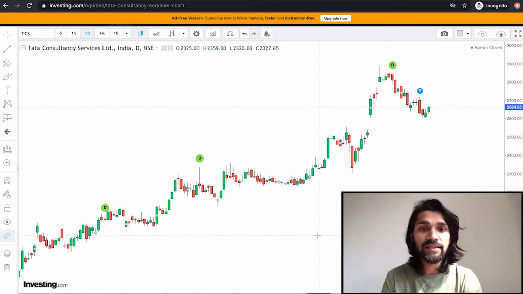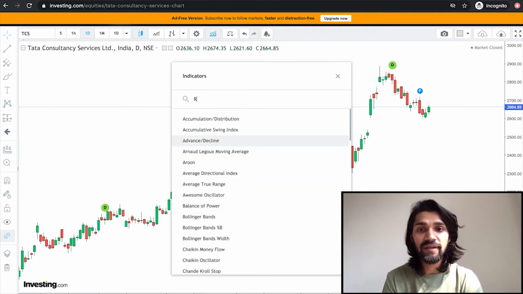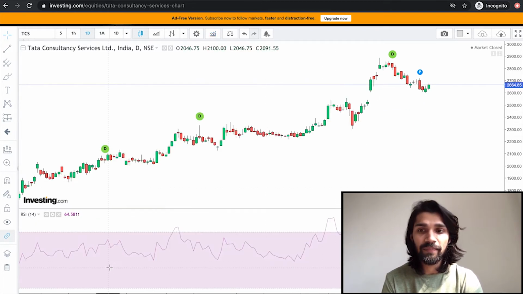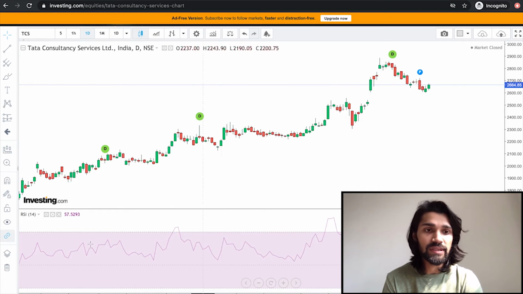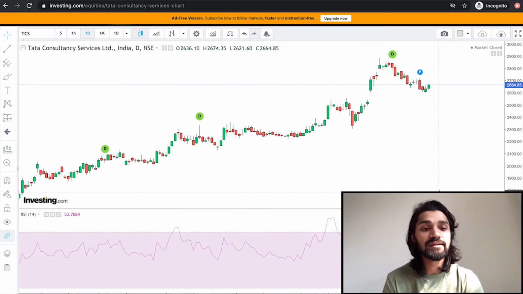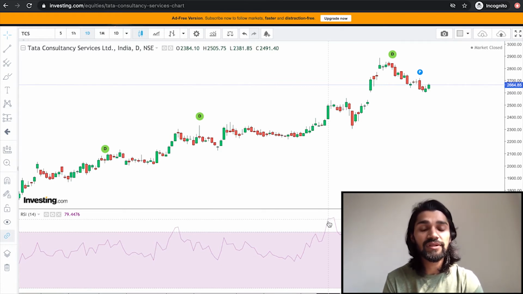Next we'll talk about is the RSI. Again, insert indicator, you type RSI, relative strength index, you open that and you will see this part that has come up on your chart, right? So RSI has two very important levels, that is 30 level and 70 level. What RSI tells you is that the price has gone above 70, that means that the stock is overbought right now, and there's quite a good chance that the prices would fall, right?